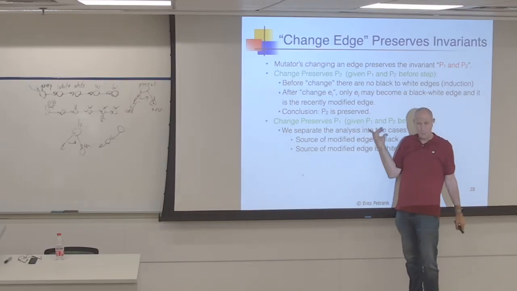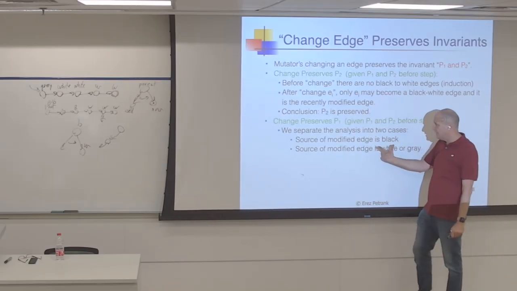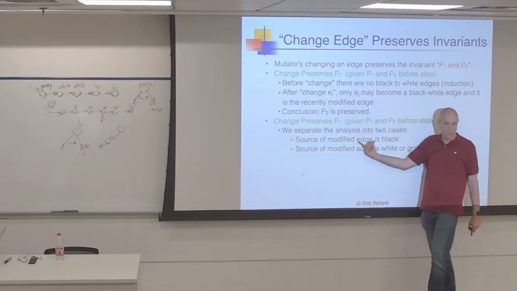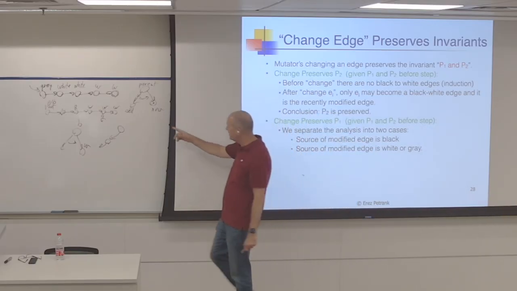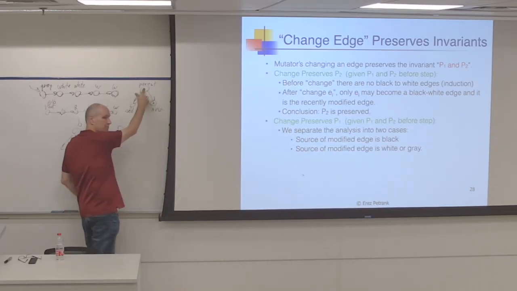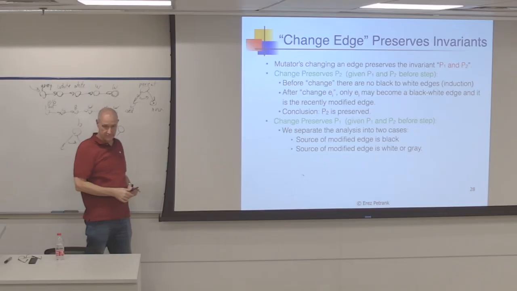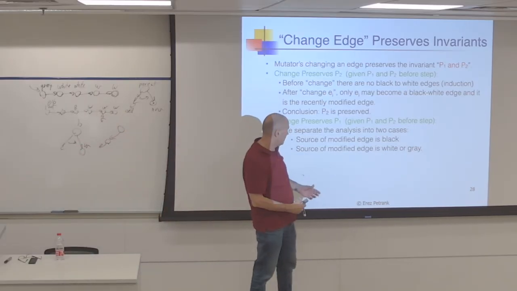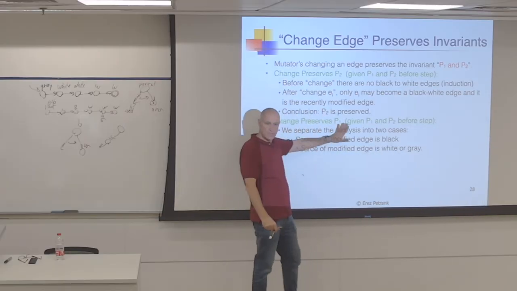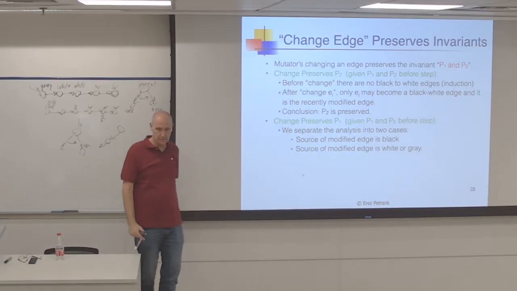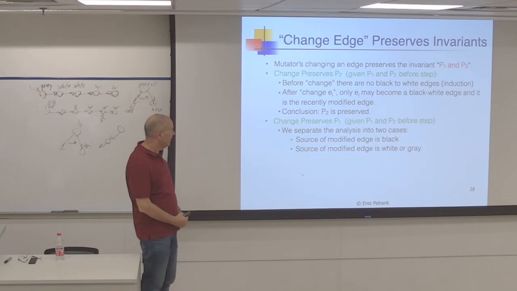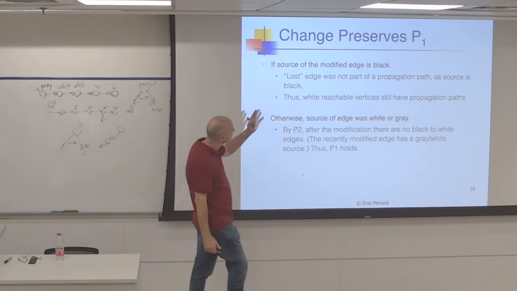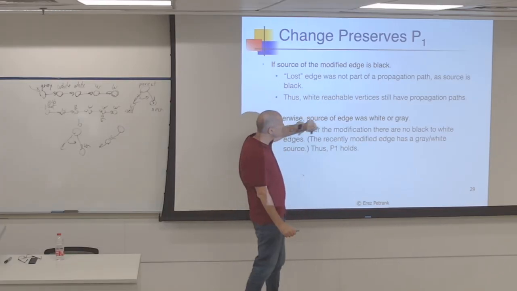So we look at two cases: if the source of the modified edge is black or white. We're changing an edge and we're asking what the parent is. Is it black or is it white? Black, or different than black, or not black. Okay, so if it's black, then the lost edge was not.